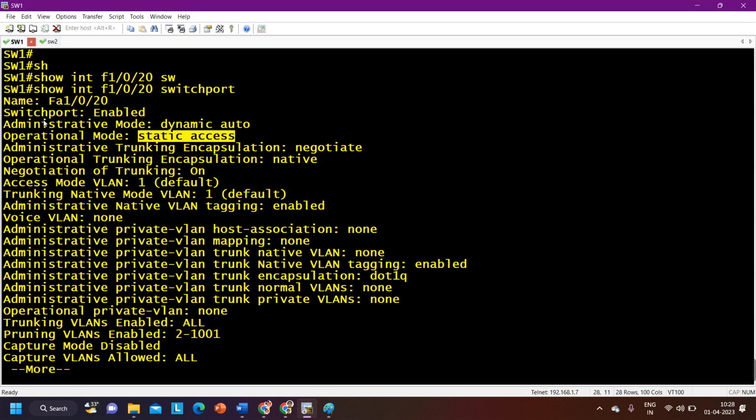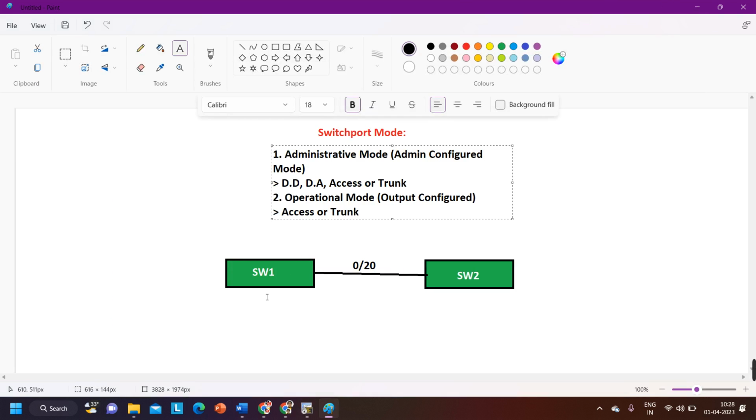Yes, and administrative mode means the engineer has configured this switch port as dynamic desirable mode. Okay, so now I hope it's clear to you. Now see, I have connected two switches, switch 1 and switch 2, together, right?